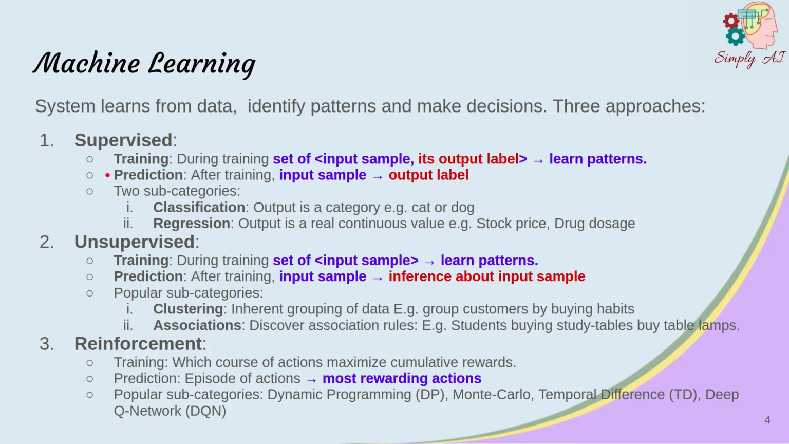Once the training completes, the system accepts an input sample and uses the patterns it learned during training to produce an output for this input sample. For classification problems, the output is a label, such as cat, dog, etc., whereas for regression problems, the output is a value, like the stock price, the drug dosage, etc.